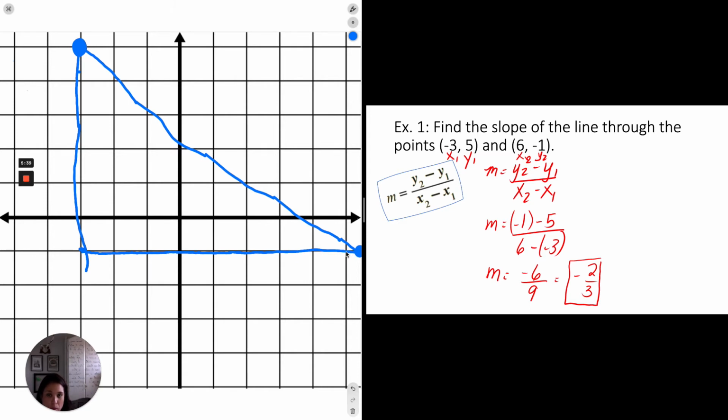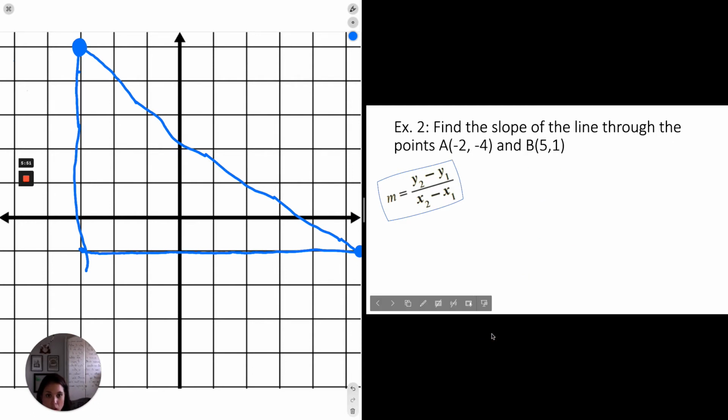So that's what that means. You rise and then you run. Now the reason why we went down is because we had a -6. Okay? Let's try the next example.